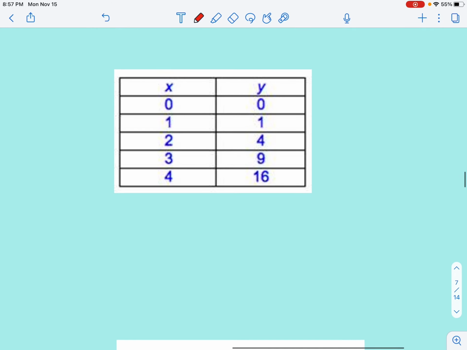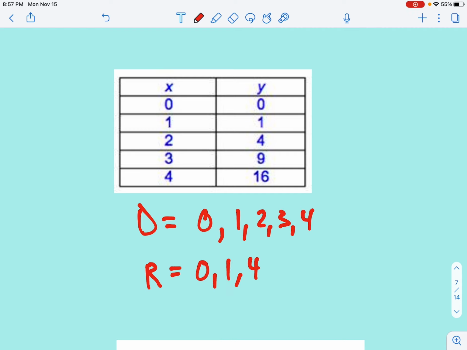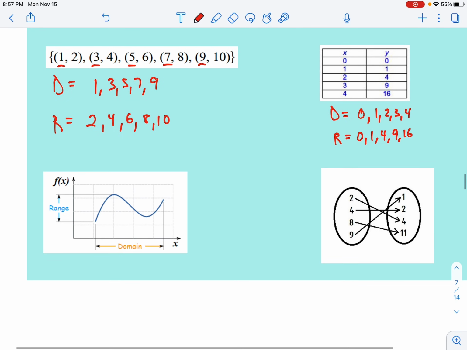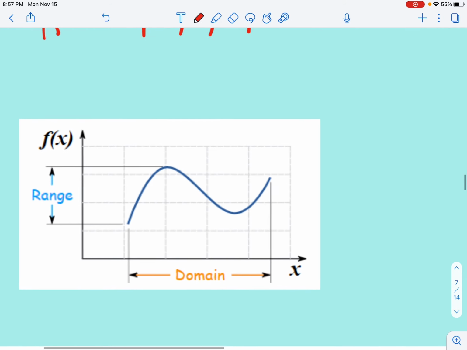For this one, your domain is all the x's and the range is all the y's. So basically, just list them out: 0, 1, 2, 3, 4. The y's are 0, 1, 4, 9, and 16. Pretty easy, right? It gets a little tougher, though, when they don't actually give you the numbers and they just give you a picture like this.